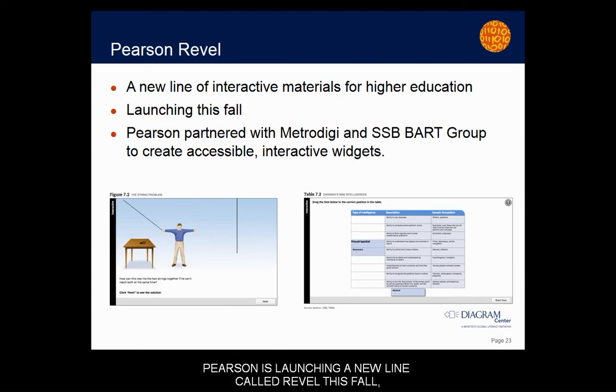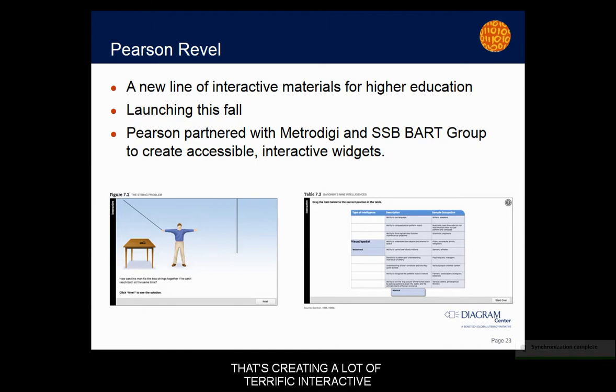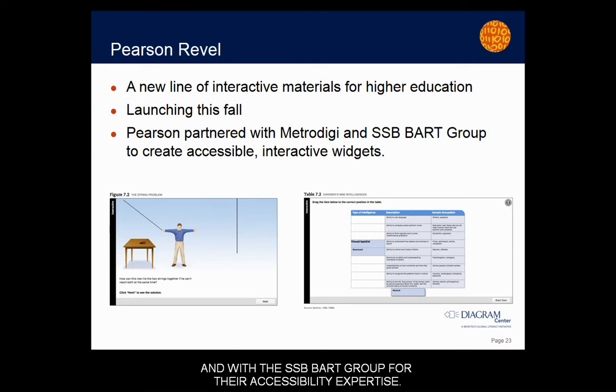Pearson is launching a new line called Revel this fall, which is a new approach to interactive materials for higher education with lots of tools built in for students and teachers. In doing so, they knew they needed a lot of accessible interactive widgets. They wanted interactivity, and they wanted it to be accessible. So they partnered with MetroDigi, a company creating a lot of terrific interactive educational materials, and with the SSB BART group for their accessibility expertise. I'm going to show you today two of those widgets in use with a screen reader.